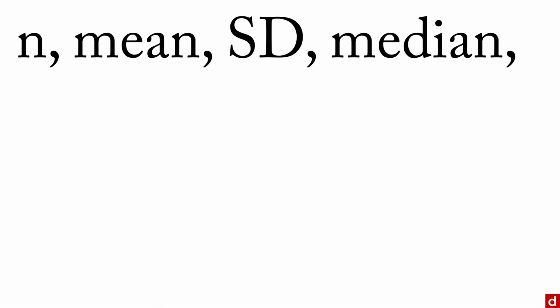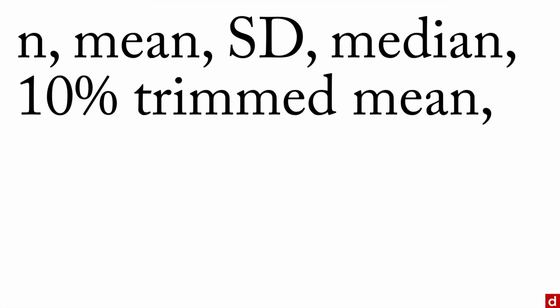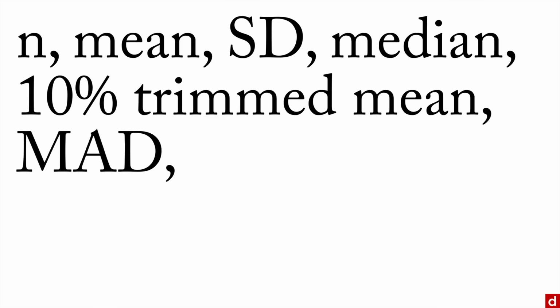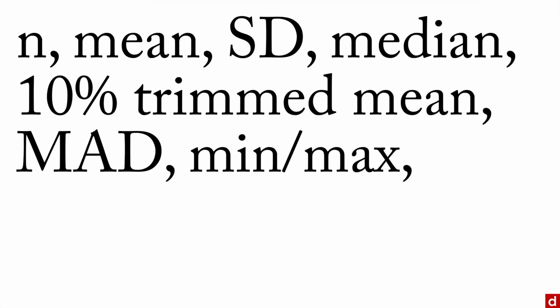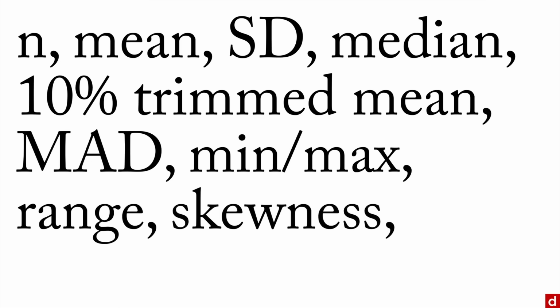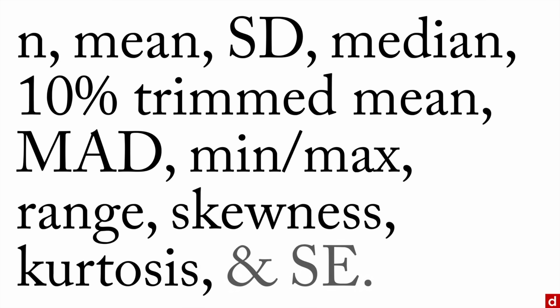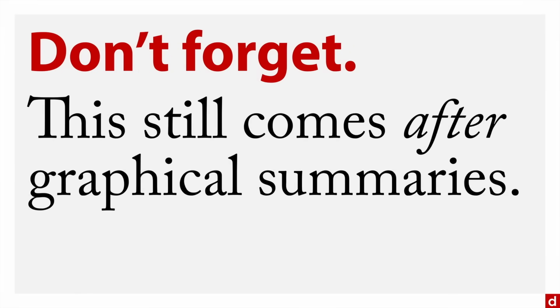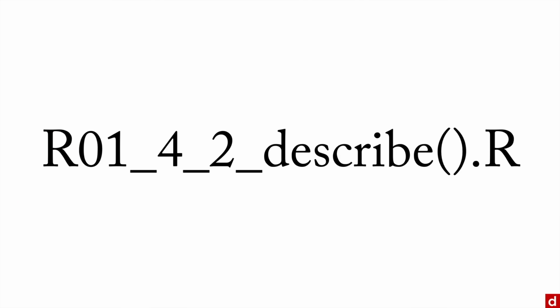You'll get N, that's the sample size, the mean, the standard deviation, the median, the 10% trimmed mean, the median absolute deviation, the minimum and maximum values, the range, skewness and kurtosis, and standard errors. Now, don't forget, you still want to do this after you do your graphical summaries. Pictures first, numbers later. But let's see how this works in R. Simply open up this script and we'll run through it step by step.